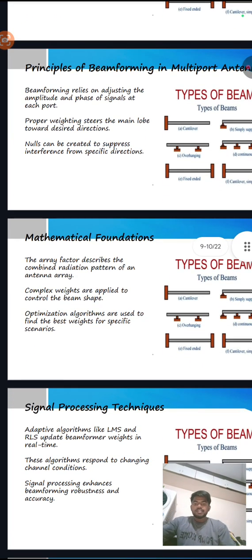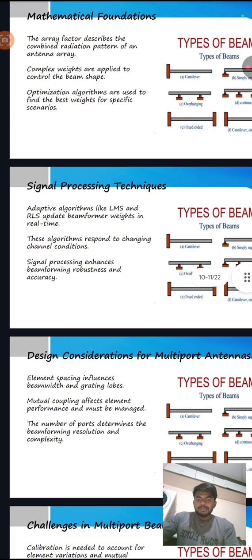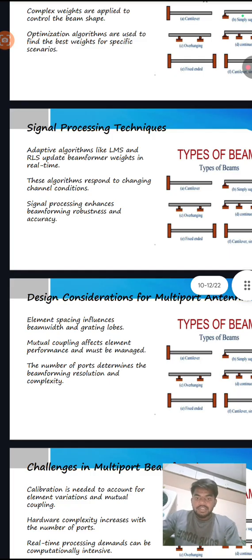Mathematical foundations. The array factor describes the combined radiation pattern of an antenna array. Complex weights are applied to control the beam shape. Optimization algorithms are used to find the best weights for specific scenarios. Signal processing technique: adaptive algorithms like LMS and RLS update beamformer weights in real time. These algorithms respond to changing signals, enhancing beamforming robustness and accuracy.